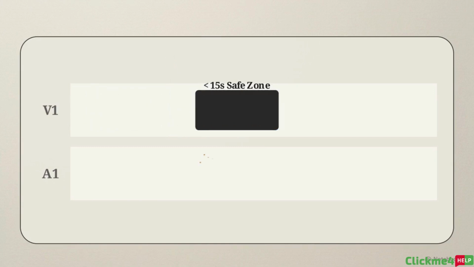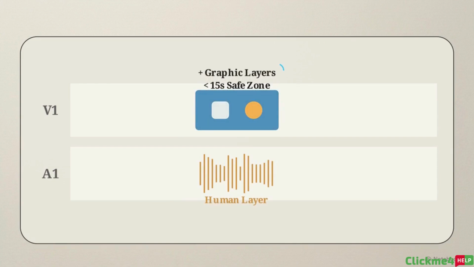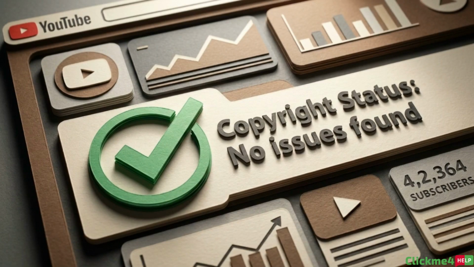Next, transform the clip. Ensure your voiceover provides context, and overlay custom graphics to make the result unique. By combining short durations with layers of original audio and graphics, you effectively eliminate the technical triggers for copyright strikes.